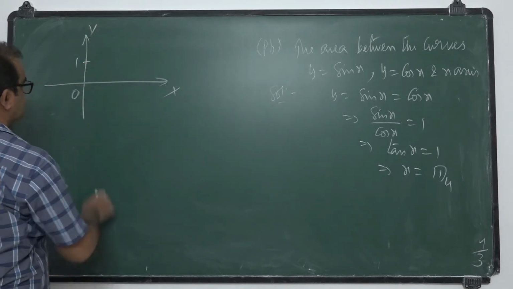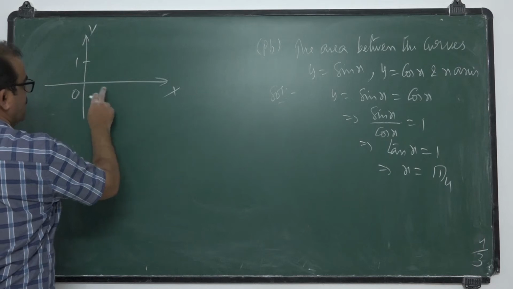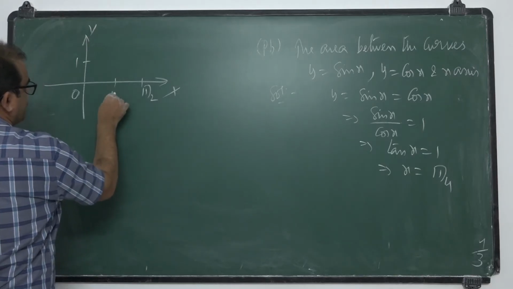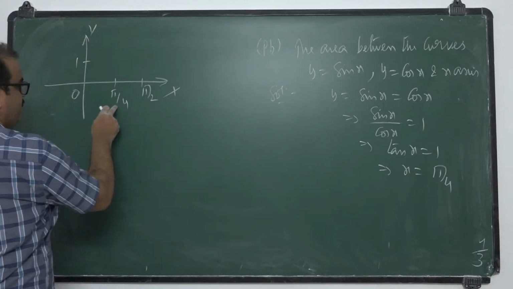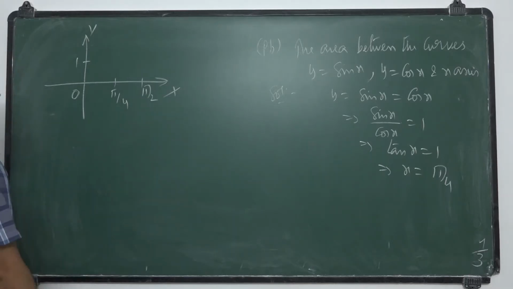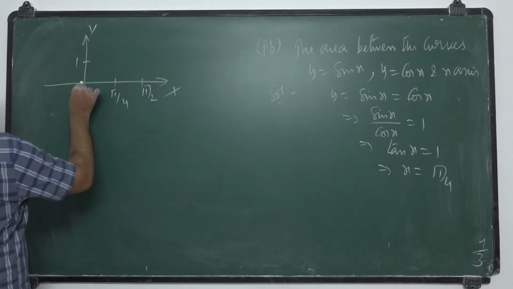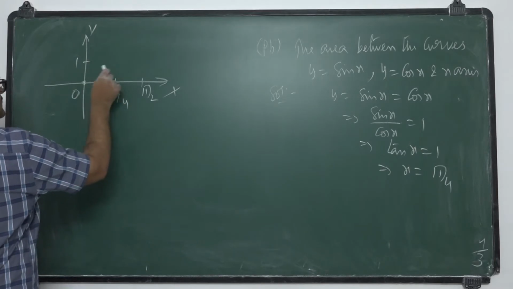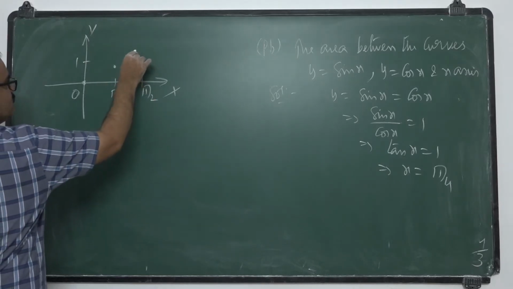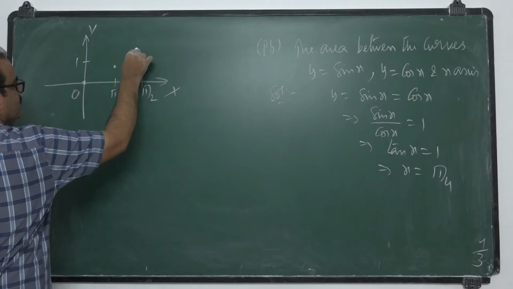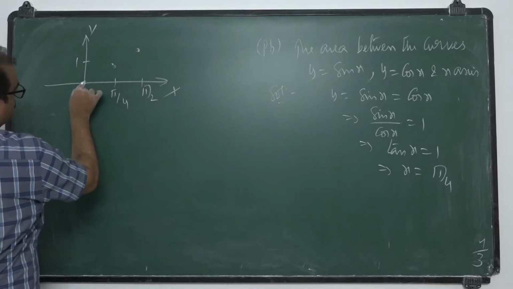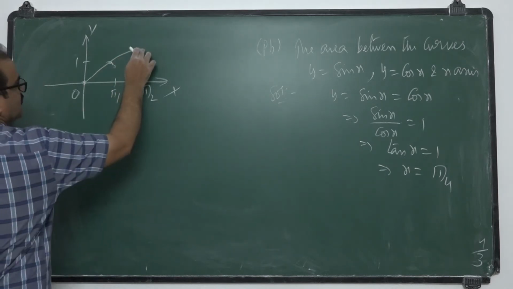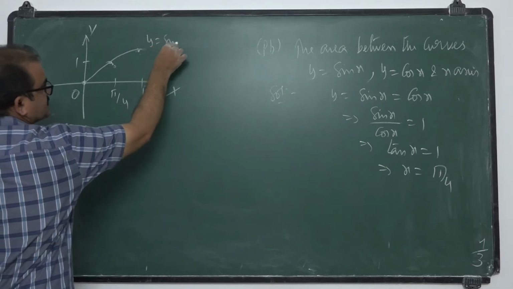Positive side of y-axis. Take the angles on the x-axis 0 to pi by 2, pi by 4, that is 0, 45, 90. First draw the graph of sin x. Sin 0 is 0. Sin pi by 4 is 1 by root 2, that is less than 1. Sin pi by 2 is 1. Now on joining we get this. This is the graph of y is equal to sin x.